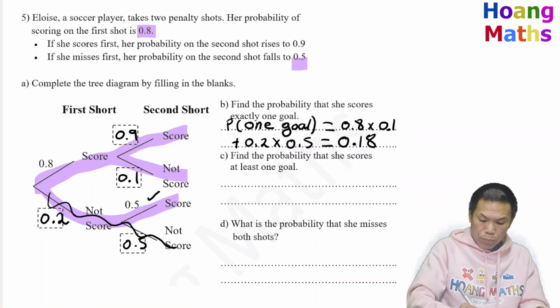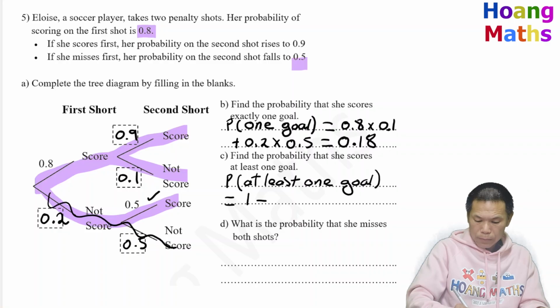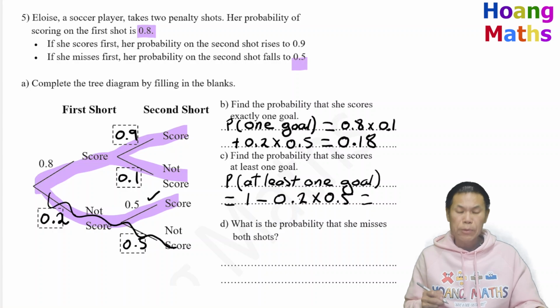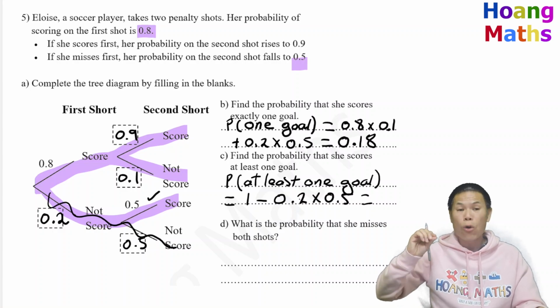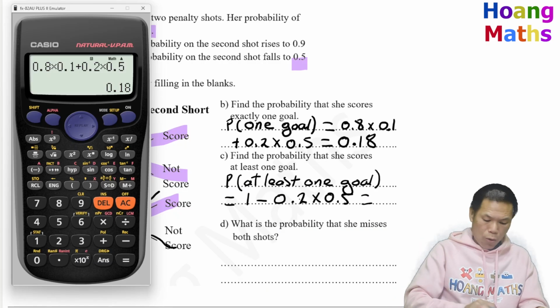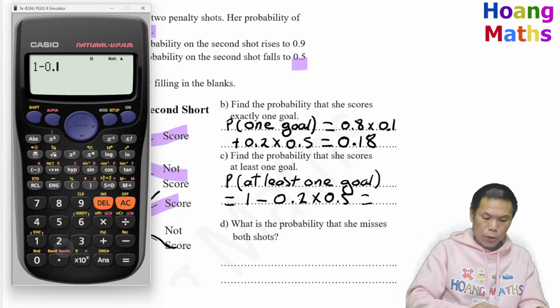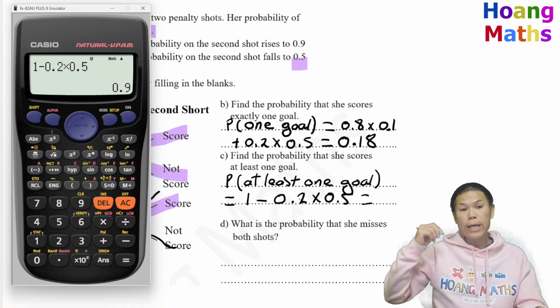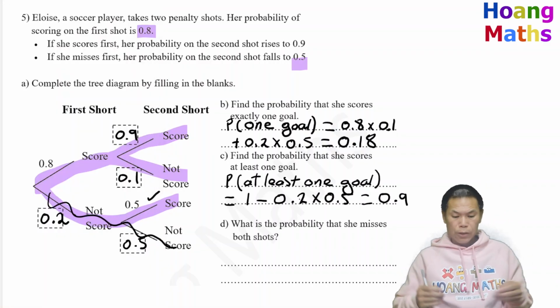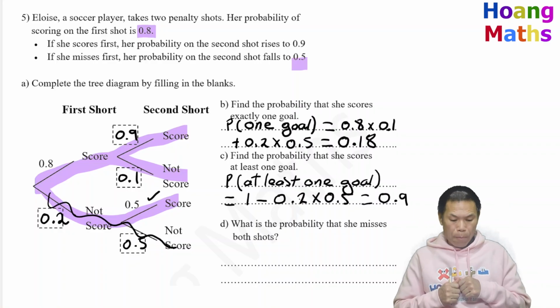So probability, 0.2 times 0.5, because 0.2 times 0.5 means not score, not score. Okay, keep that in mind. So I just go 1 minus 0.2 times 0.5. So 0.9. So there you go.